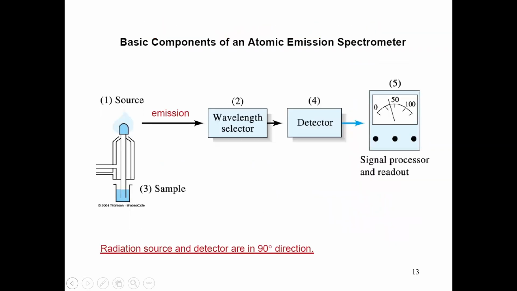So here then, the basic components of an atomic emission spectrometer. Look at the basic components. Is there anything that you identify with here? We now know most of the instruments. They work on the same principle. So you have here a wavelength selector. Number two, you have a source.